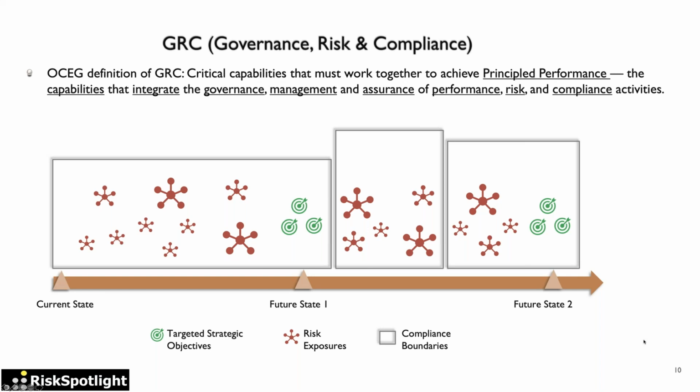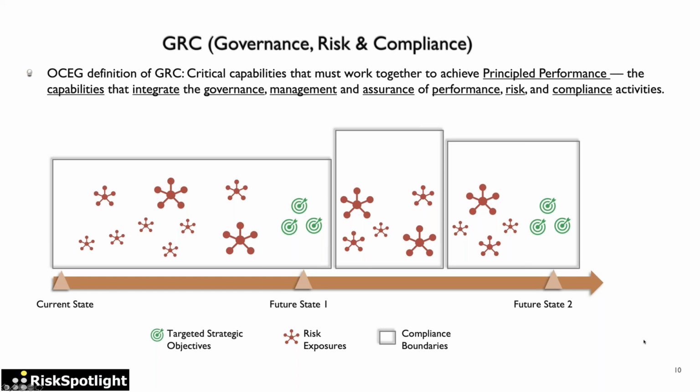And then I've created this graphic to highlight the definition, where we start on the left-hand side. So the current state is where you are, and future state one is where, let's say, in 12 months' time, you want to be as an organization. And because you are going into the future, anything associated with the future is exposed to uncertainty, so it's exposed to risk.